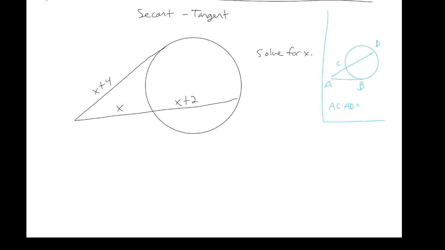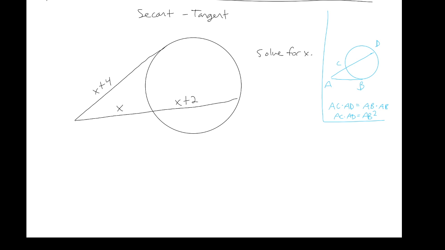And what's great is that it's going to be the outside segment, AB, times the whole segment, which is one and the same thing, right? The outside segment of the tangent is the same thing as the entire line. So in other words, it's AC times AD, which is equal to AB times AB, which is just AB squared, okay? So let's go ahead and do that.